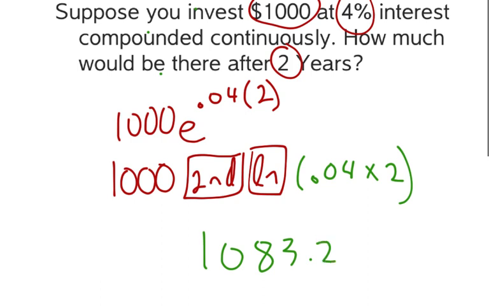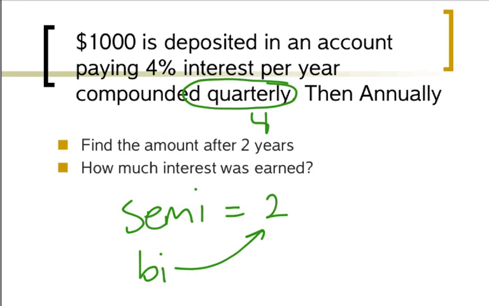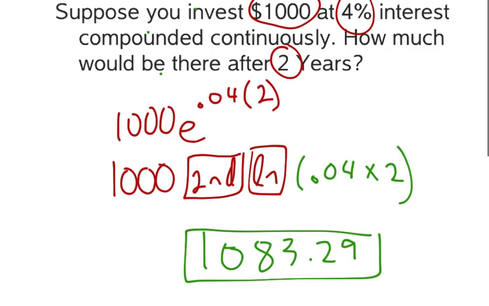And you could round it to 1,083.29. So basically you get another $1 of interest if you're compounding continuously versus compounding quarterly. Now this is only after 2 years. If you did this after like 10 years, the difference between this problem and this problem would be very, very different. But that's okay. So this is how you use PERT.